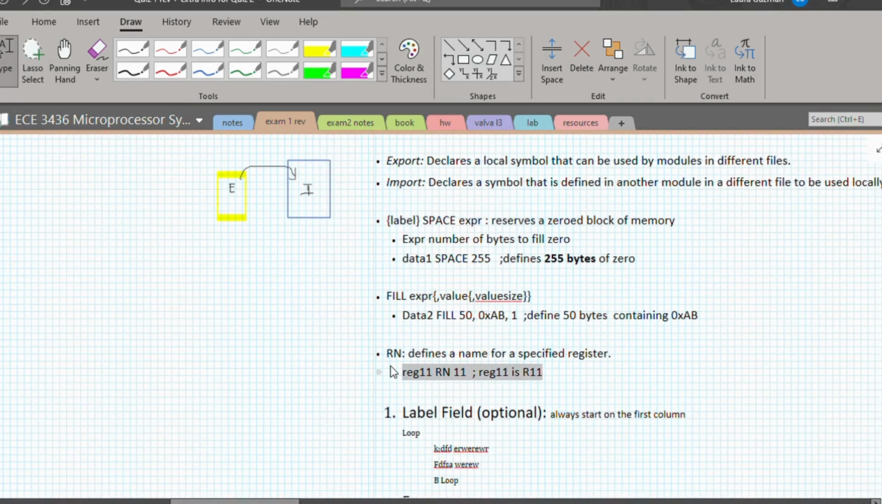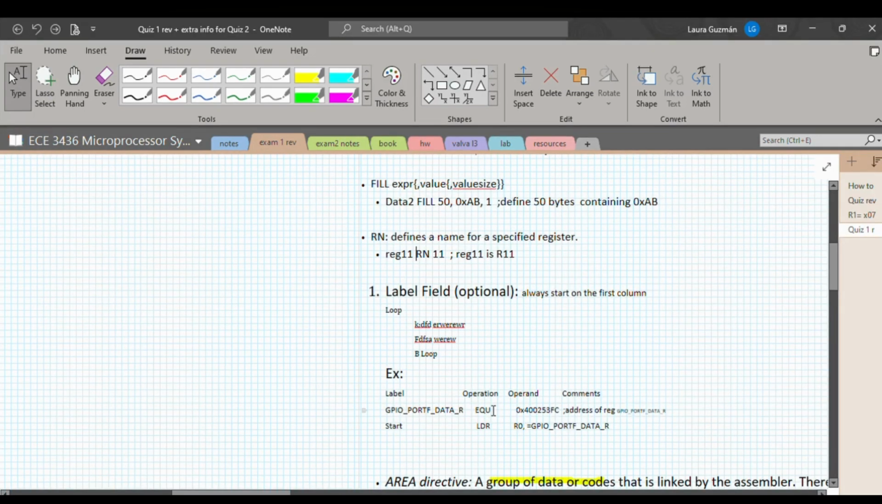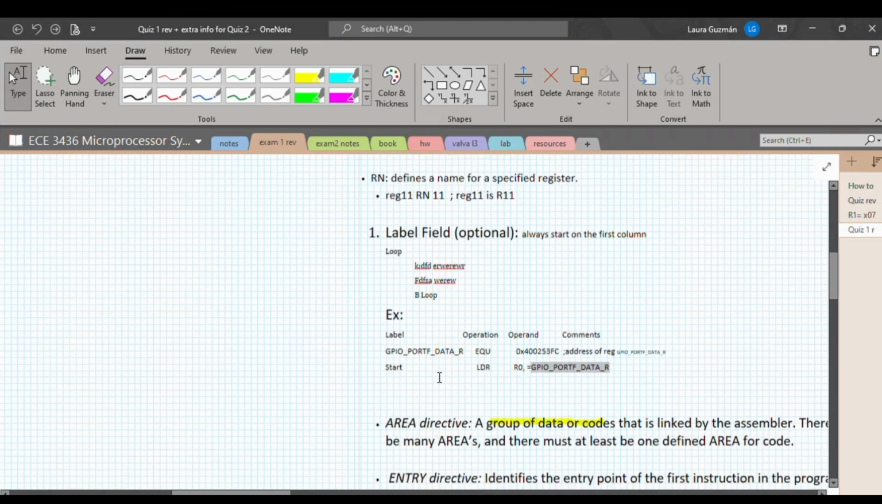And the other part was this one, where, wait, no, it wasn't this one, I'm sorry. And this one too, most of you had it right, I think, but I'm going to talk about it. So basically, Rn is renaming the number of the register, for example, in this case, register 11, to this variable name. So anytime we are doing any other thing, for example, this LDR stuff, instead of writing R11, we could say, okay, R0 is going to be equal to REG11, and that should work.